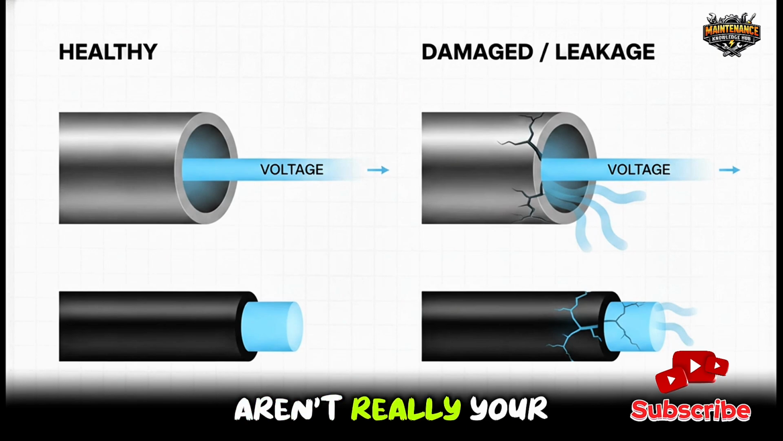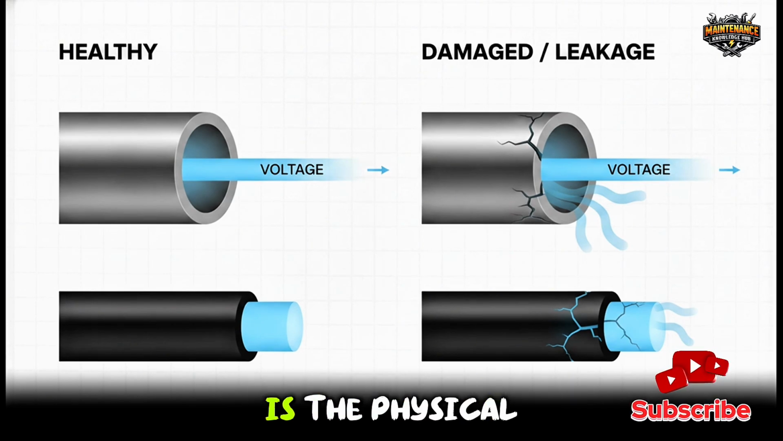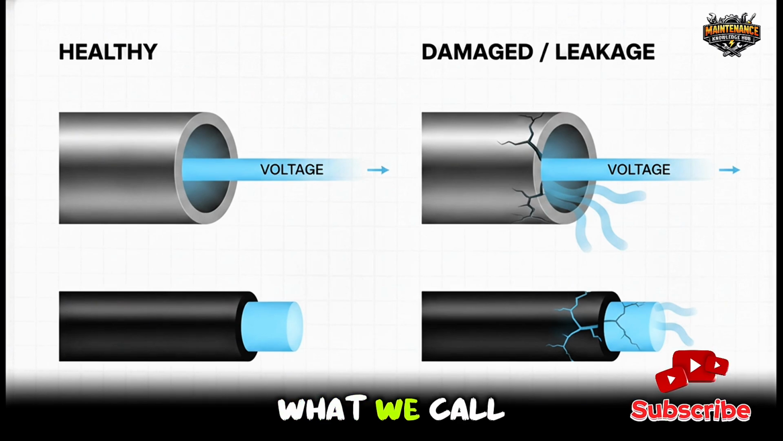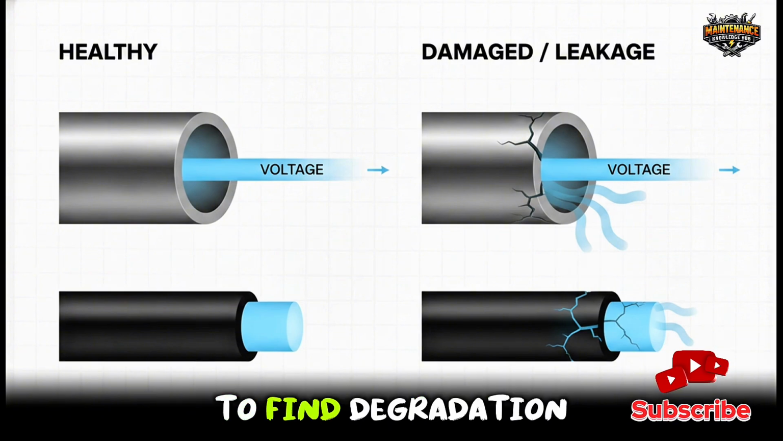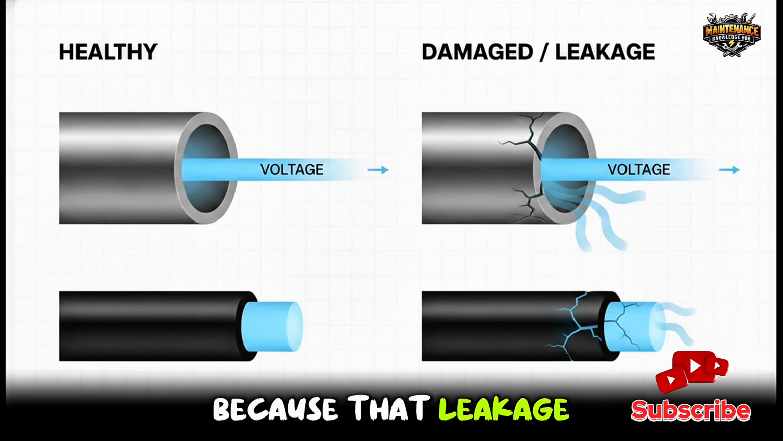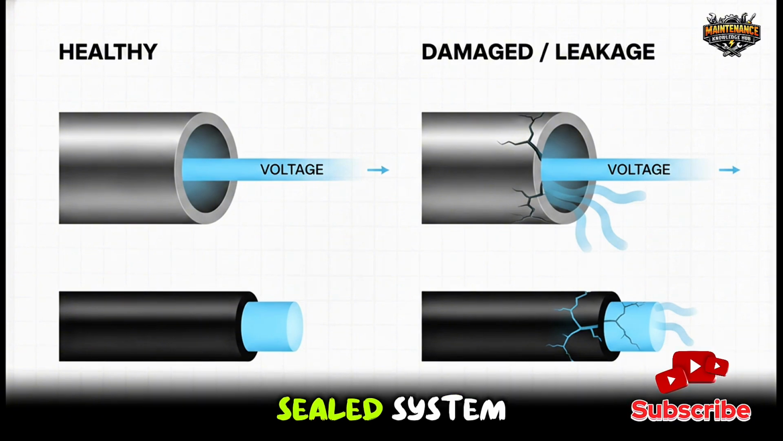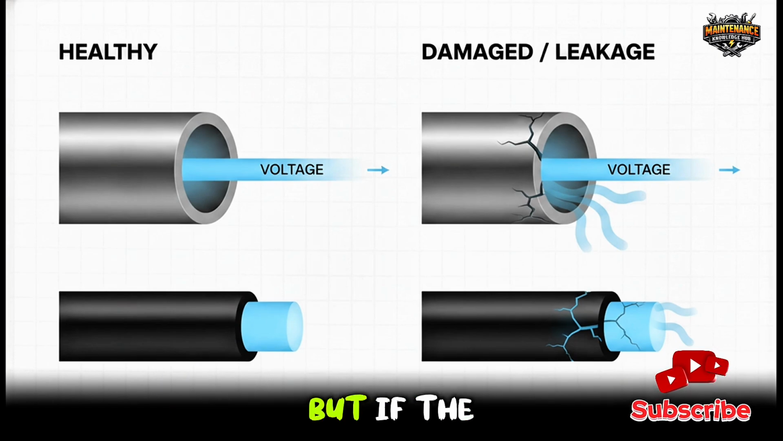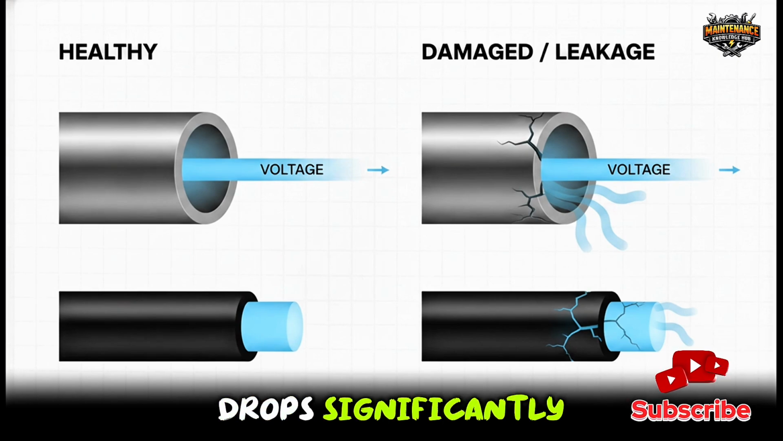Now, if equations aren't really your thing, no worries. Just think of it using this leaky pipe analogy. Imagine voltage as the water pressure pushing through a pipe, and the insulation is the physical pipe itself. The Megger is essentially looking for tiny microscopic leaks in that pipe, what we call the electrical leakage current, to find degradation. Because that leakage should be exceptionally tiny in a healthy, sealed system, good insulation produces a very high resistance value. But if the pipe is getting weak and damaged, the leak gets bigger, and your resistance drops significantly.